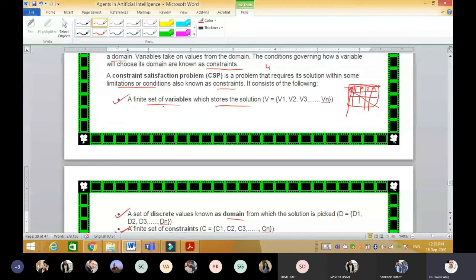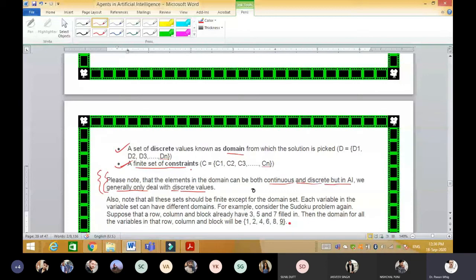For the algorithm, you have to take the set of finite variables which store the solution. Then step number 2, a set of discrete values which is called the domain, from which the solution is picked. Then the finite set of constraints is there, and at the end you have to mention that if all the constraints are empty, meaning all the constraints are satisfied, then quit. Otherwise, go into a loop, again checking and rechecking whether the constraints are over. Once the constraints are over, your task is completed. Otherwise, you have to repeat it again and again.